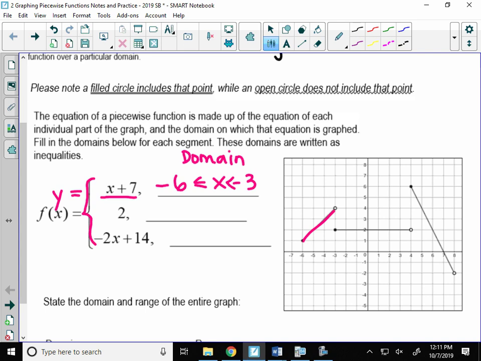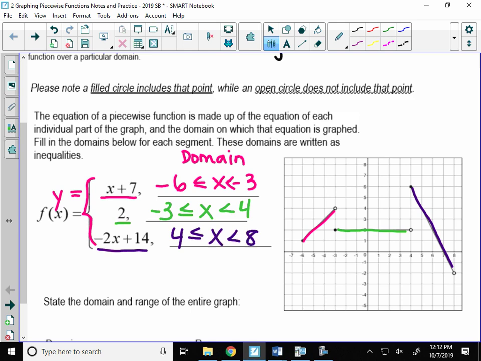All right, then I have my next graph. y equals 2. That's a horizontal or constant function here. What's the domain on which that piece is graphed? -3. This one has a closed dot, so less than or equal to x, and it's less than 4. And then the last one, the graph y equals -2x plus 14. That's this last section. What's the domain on which that line is graphed? 4. Closed dot, less than or equal to x, is less than 8.